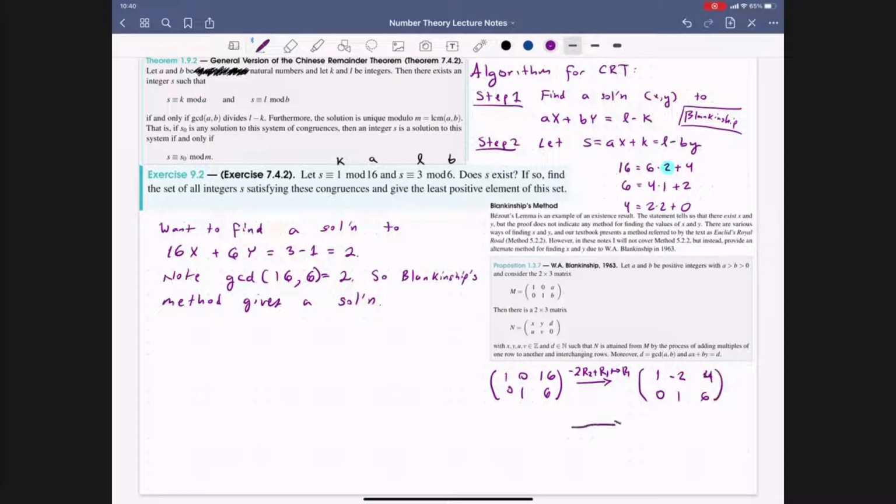Now we apply Blankenship's method again, but now the next quotient is 1. So we're going to multiply the first row by negative 1 and add it to the second row, and that will replace the second row. So now the first row is going to stay the same, so 1, minus 2, 4. We multiply the first row by negative 1. This will give us a minus 1 for the lower left. Then negative 1 times negative 2 is positive 2. Added to 1, we get 3. And then we do negative 1 times 4, negative 4, added to 6, we get 2. And so we have this here.